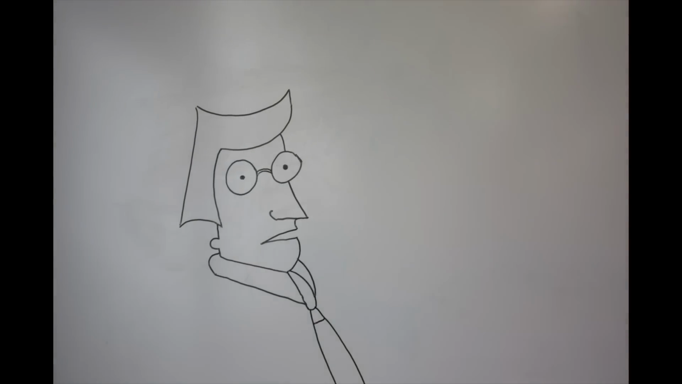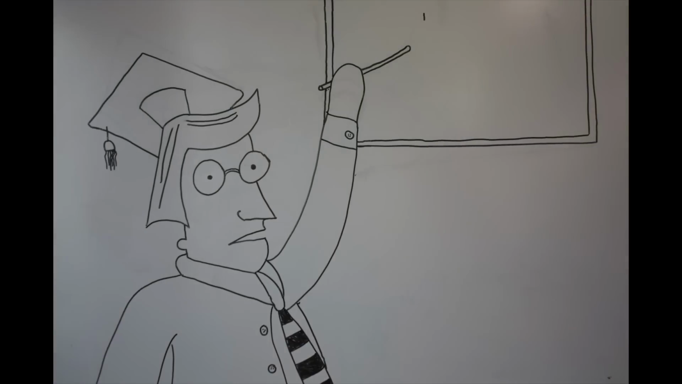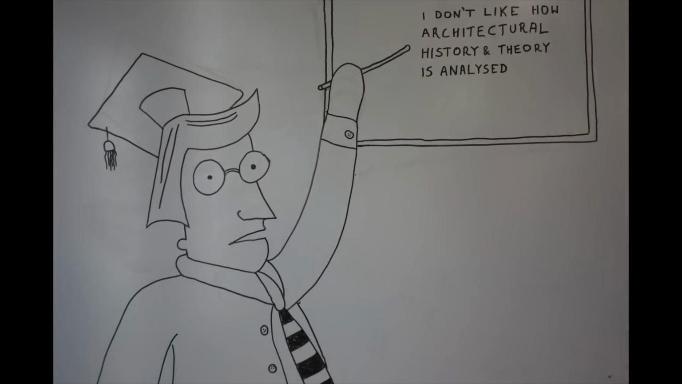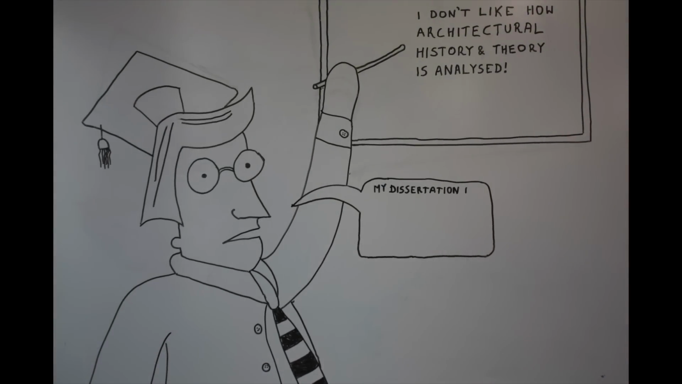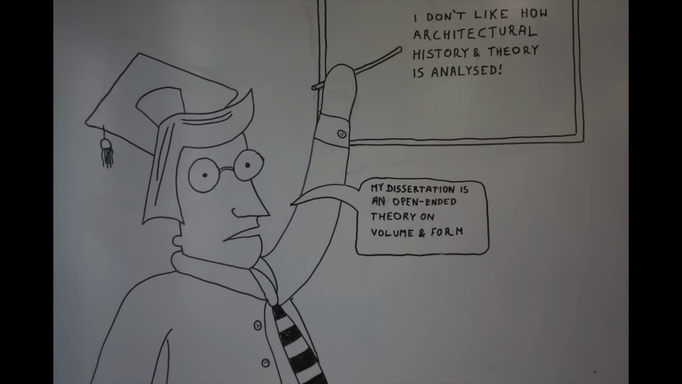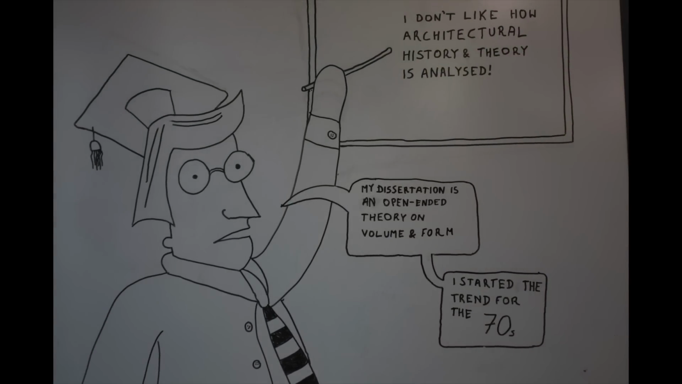Eisenman finishes his dissertation by commenting on architecture in general, criticising how architectural history and theory was analysed at the time. Eisenman's dissertation attempts to read architecture as an open-ended system of volume and form. Eisenman's dissertation is more critical than historical. In the 60s, architectural theory emphasised history and iconography. Eisenman's analysis starts the trend developed in the 70s of linguistics and semiotics as issues of architectural theory.